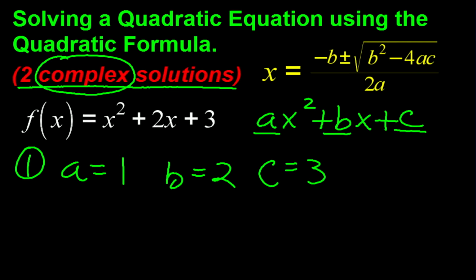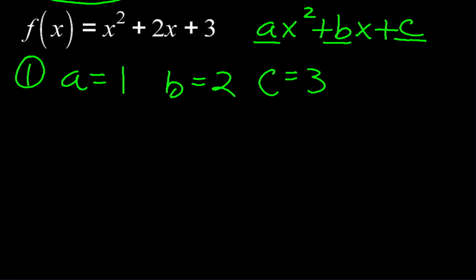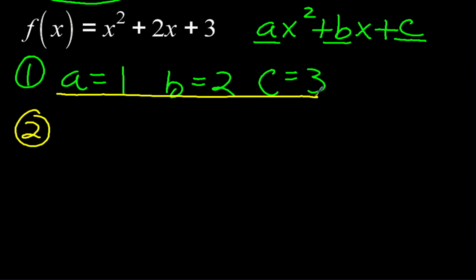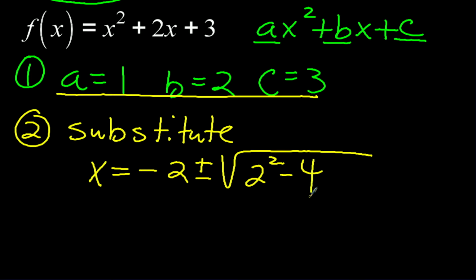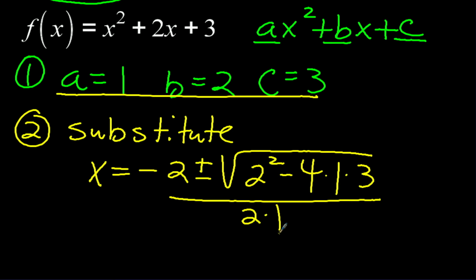All right, my second step is going to be substituting. So I'm going to take the numbers I got in the first step, and I'm going to substitute back into the quadratic formula. So I have x equals a negative, in this case b was 2, so a negative 2 plus or minus. Remember, with a quadratic I always have two solutions. The square root of b squared, b was 2, so 2 squared, minus 4 times a times c, which is 3, and that's all divided by 2 times 1.